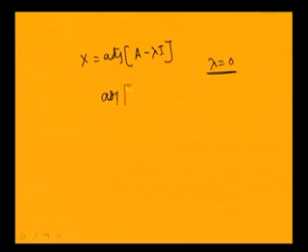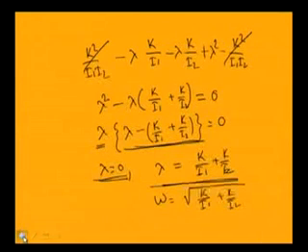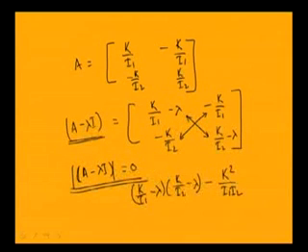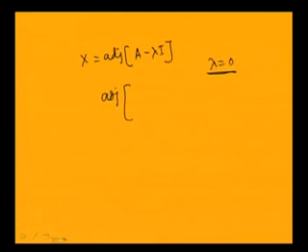Already we know what A minus lambda I is. So, this is k by I1 minus lambda, and lambda I will put equal to 0. So, it will be k by I1, minus k by I1, minus k by I2, k by I2. I can write it in this way.